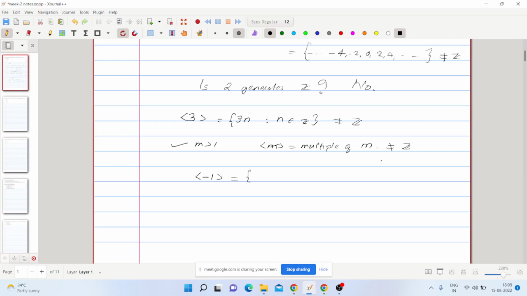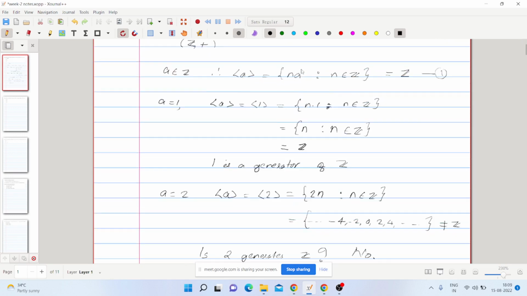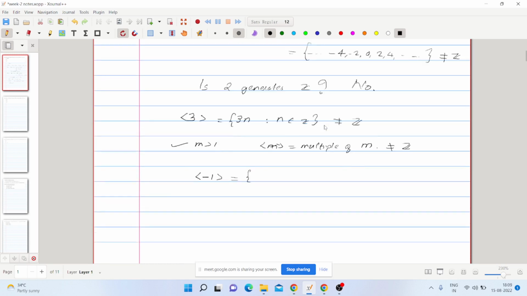Can anyone say, by definition, what will be the generator of -1? See, this is the definition: the generator of A means the set of all nA, n in Z. So what will be the generator of -1? It is -1 times n such that n in Z. What is this? The set of all -n such that n in Z.